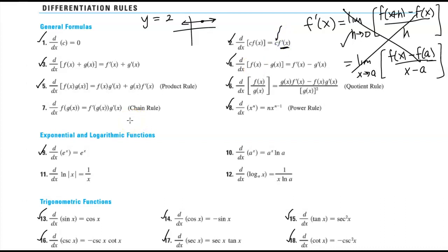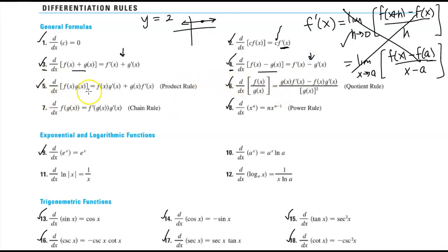So pretty simple. Number 3 and number 4 are pretty simple as well. If I want to take the derivative of the sum or the difference of two functions, then I just take the derivative of each of them separately and then either add the two answers or subtract one answer from the other.